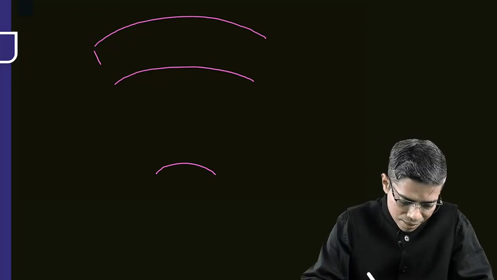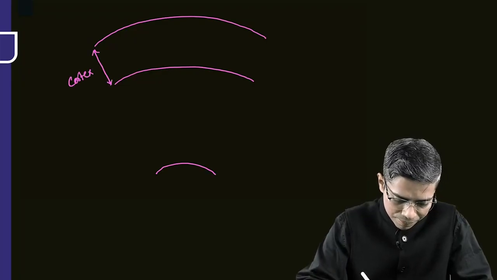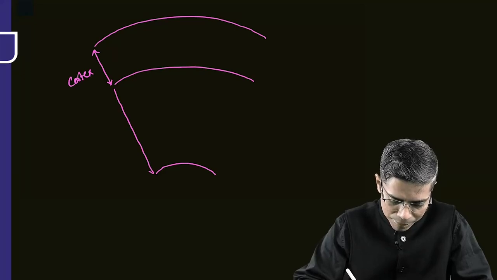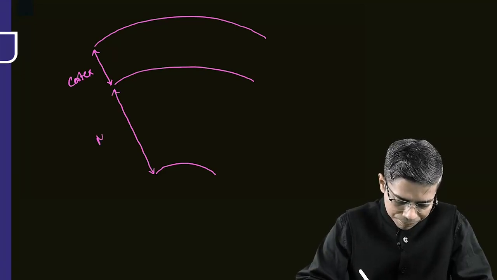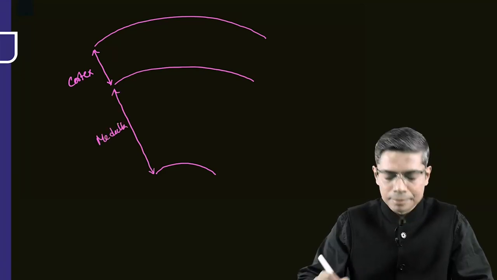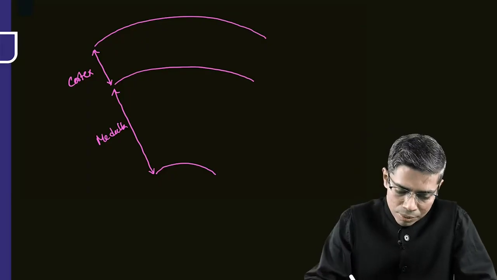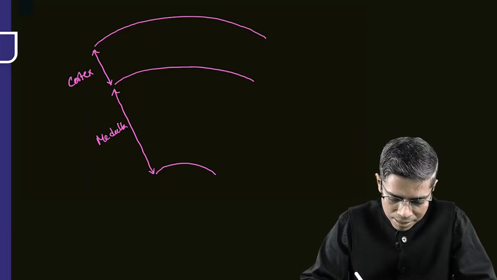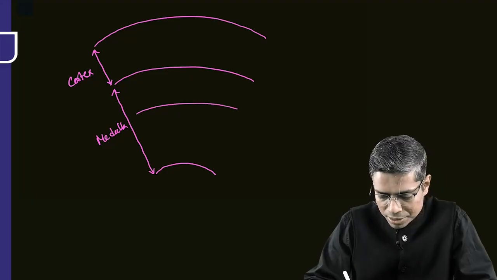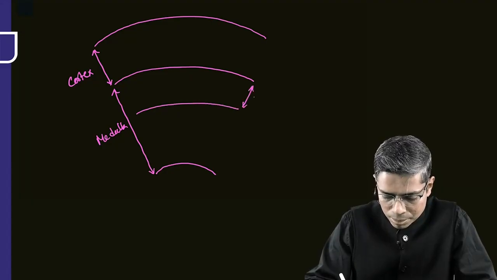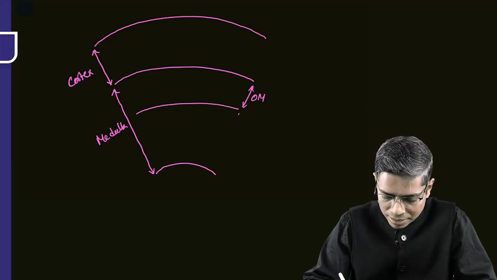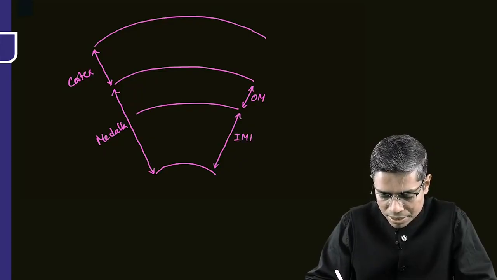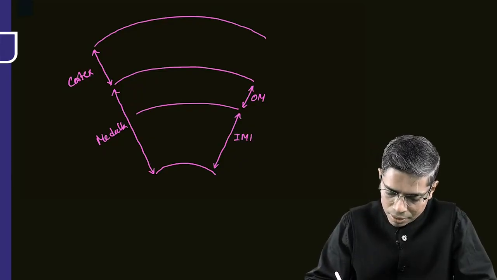So this is the cortex of the kidney, right? And this is the medullary portion of the kidney, the medulla of the kidney. I have taken a cross section. Now again I am dividing this medullary portion into two parts, that is the outer medullary region. So this is my outer medullary region, and obviously this is the inner medullary region, the inner medullary segment.